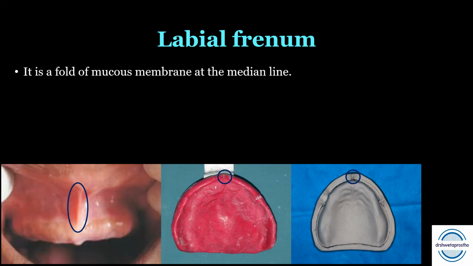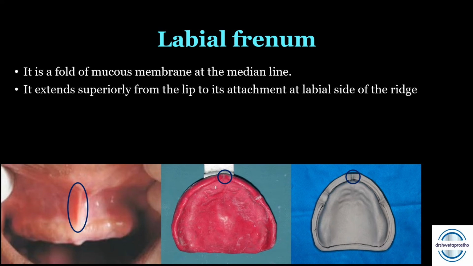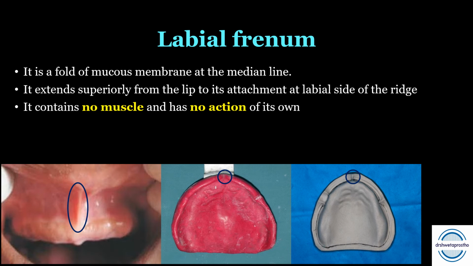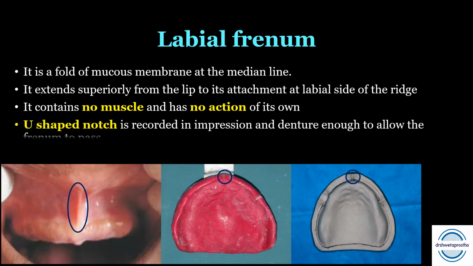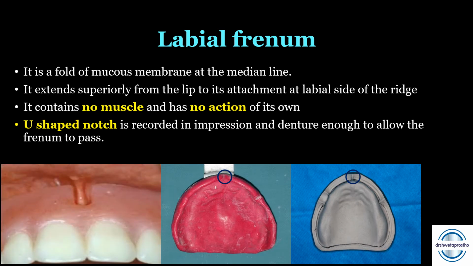It extends superiorly from the lip to its attachment at the labial side of the ridge. Now this attachment can be at various levels on the ridge. There is a classification system; I have shared the link in the description. It contains no muscle and has no action of its own. That is why a U-shaped notch is recorded in the impression and the denture to allow the frenum to pass.